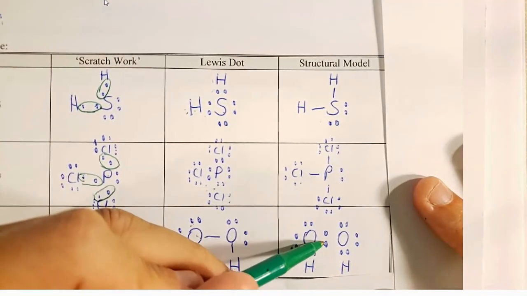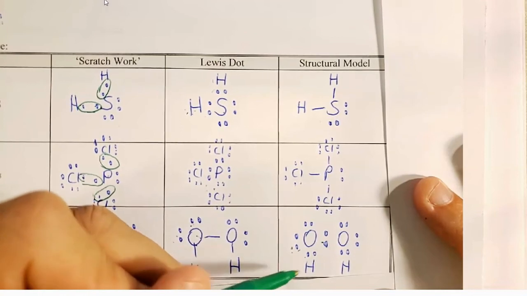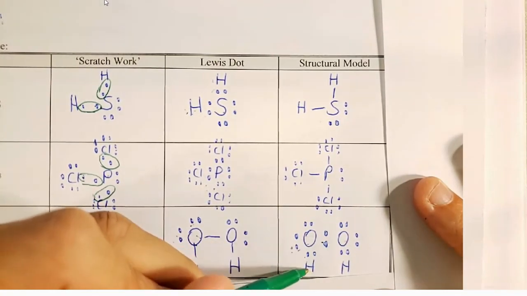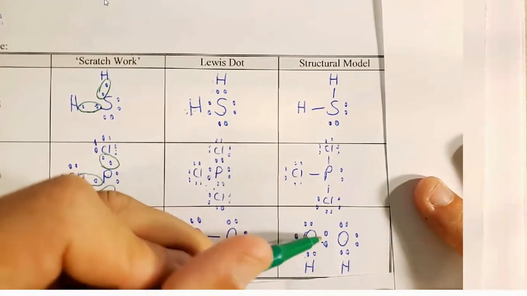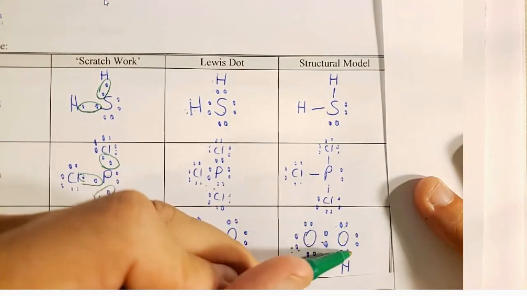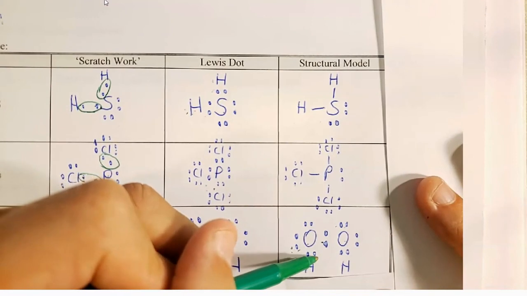So everybody's happy. And if we do an electron count, we should have 6 plus 6 plus 1 plus 1. So that should be 14. Do I have 14 electrons? There's 8, 9, 10, 11, 12, 13, 14. So we know we've got the structure correct.